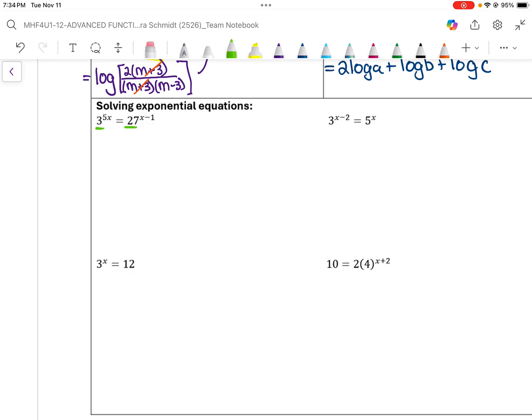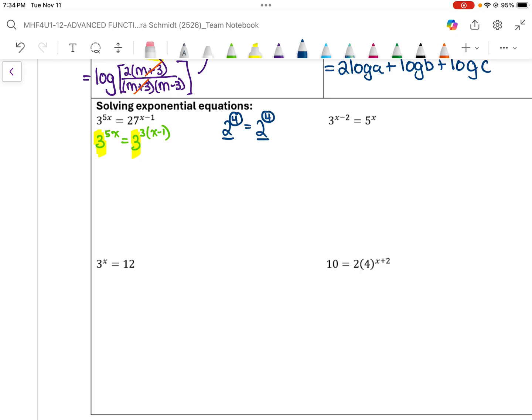So if I could somehow make them the same base, I can see that 27 could be rewritten as 3 to the power of 3. And then I'll just keep that x minus 1 in brackets. Now that I've made the bases the same, it should be true that if you have 2 to the power of something, like let's say 4, and then you had 2 to the power of something else, it couldn't be something different, or else they wouldn't be equal to each other. So it must be something that's the same. If your bases are the same, then your exponents must be equal to each other.